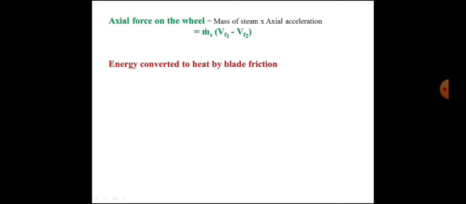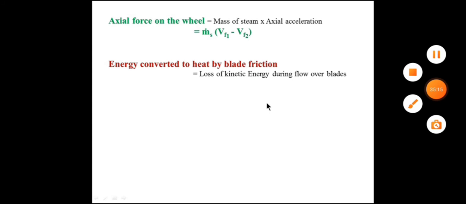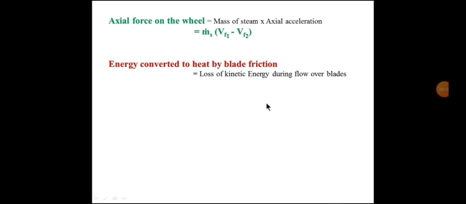Now next is energy converted to heat by blade friction. The formula for energy converted to heat by blade friction will be equal to the loss of kinetic energy during the flow over the blades. As we know from the law of conservation of energy, energy can neither be created nor destroyed, but it can be converted from one form to another. So the energy available in the steam, that is kinetic energy, gets converted into heat by means of friction. That is nothing but the energy converted to heat by blade friction, and it will be equal to m dot s into Vr1 square minus Vr2 square.